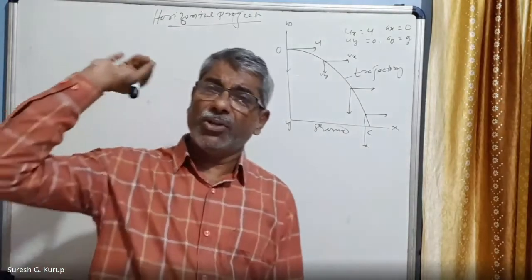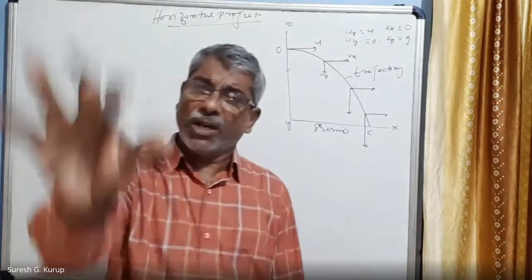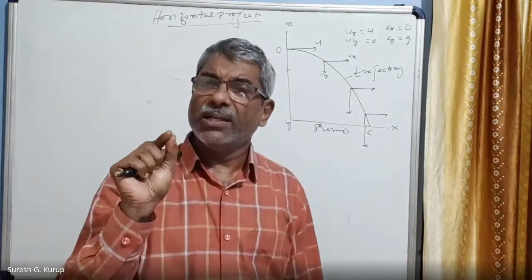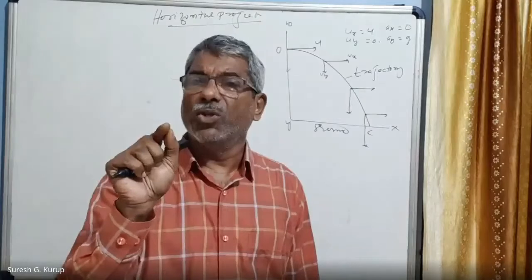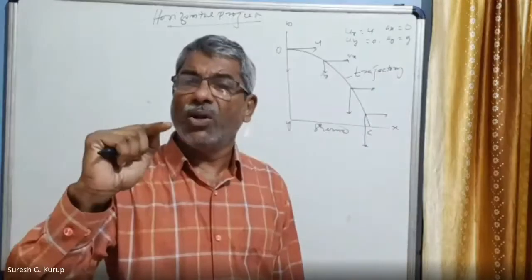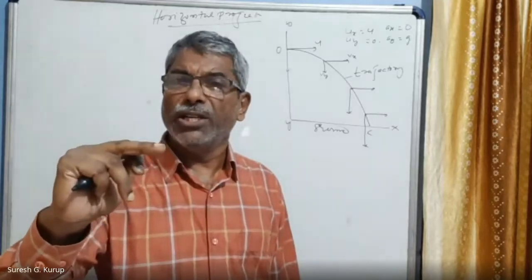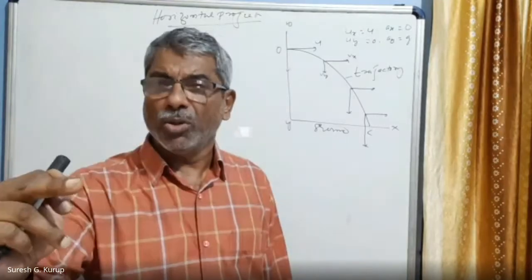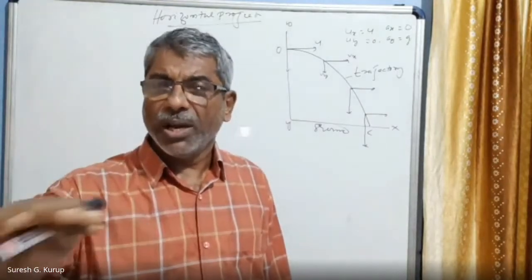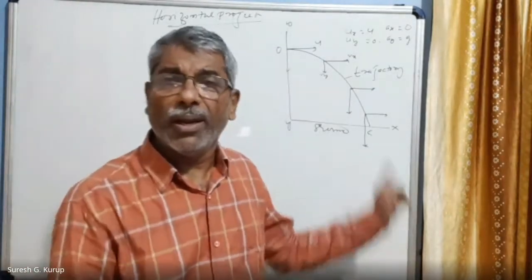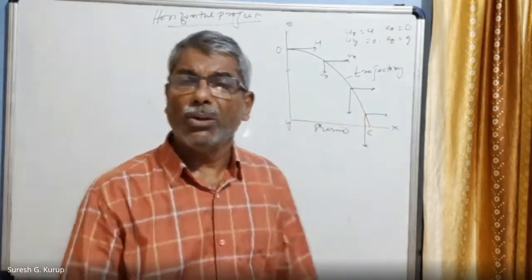A stone is thrown in the forward direction, I mean, in the horizontal direction. When it leaves the hand, its velocity is in the horizontal direction. After that, the direction of the body goes on changing. It goes on deviating towards the ground, and it follows a parabolic path and falls on the surface of the earth.